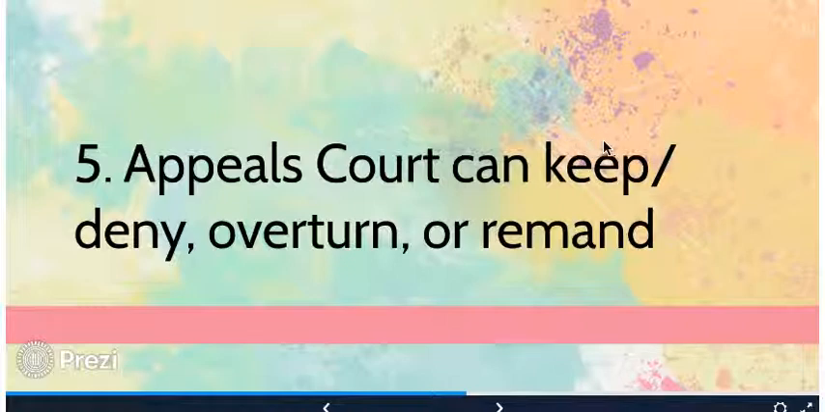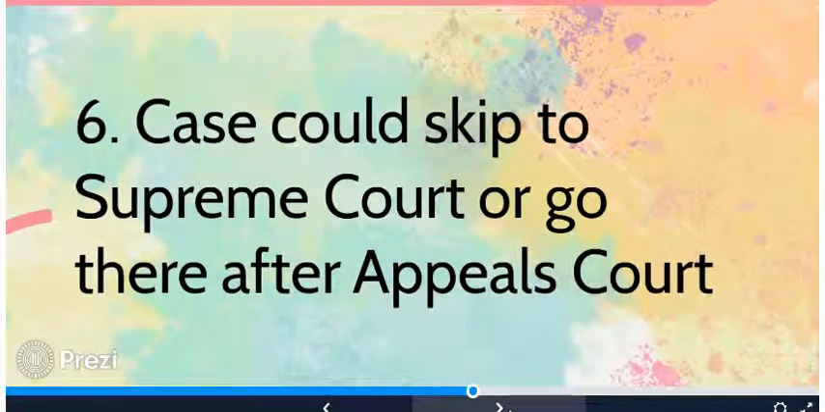If they say yes, they keep the guilty verdict, send her back to cell block D, and deny her appeal overall. They can say no, the law was not applied fairly to her. They can overturn her guilty verdict, and she goes back to the Bronx. Or they can remand her and say, we're not really sure if the law was applied fairly to you or not, we're just going to send you back down and give you a new jury. Okay. And moving on to number 6, the case could skip to the Supreme Court or go there after the appeals court.